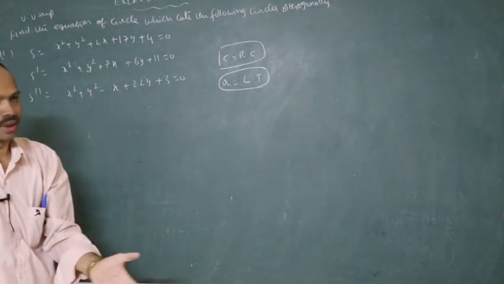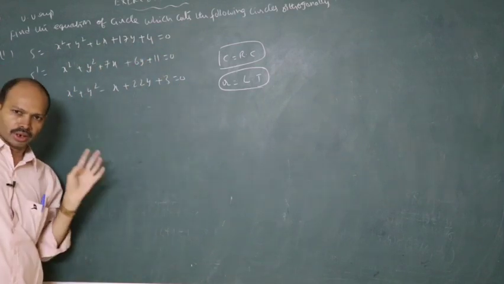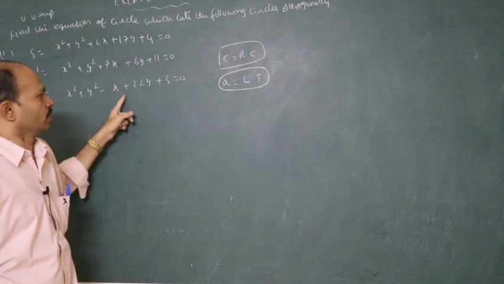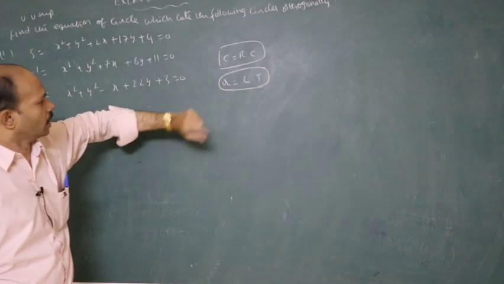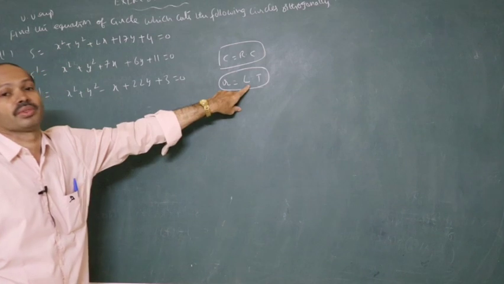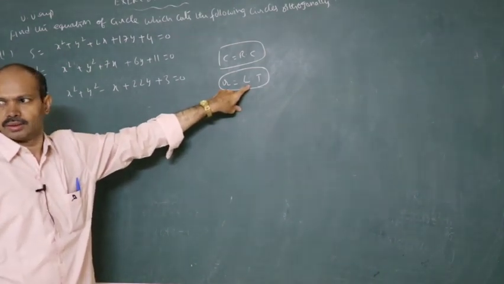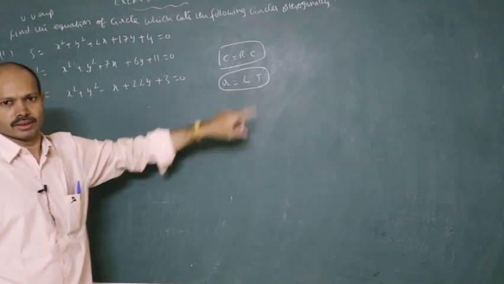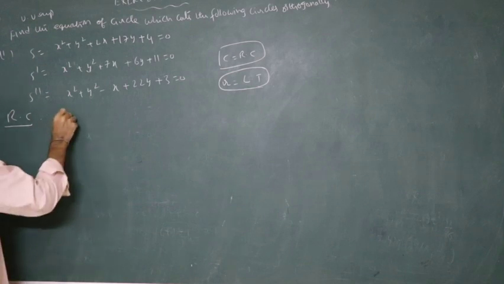Again, let us recall: a circle which intersects the following three orthogonally has its center at the radical center, and its radius is the length of tangent from that center to any of the three circles. Because they are all the same, we can take any of the lengths of tangent. So now we have to find the radical center.